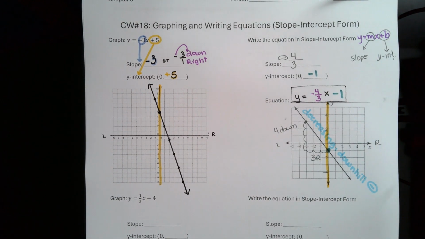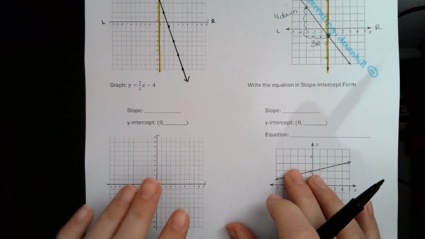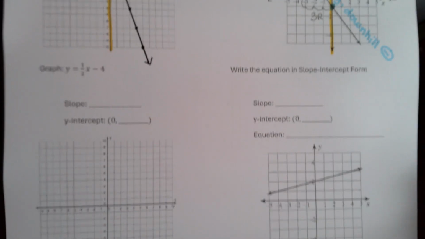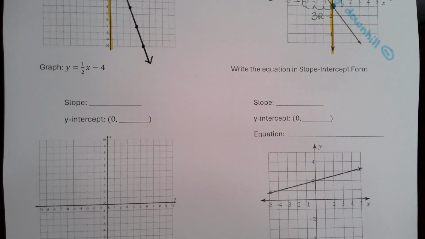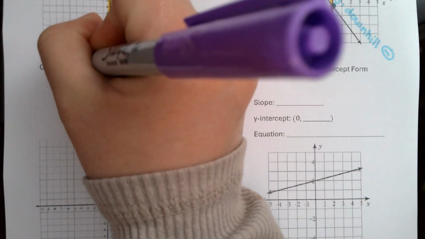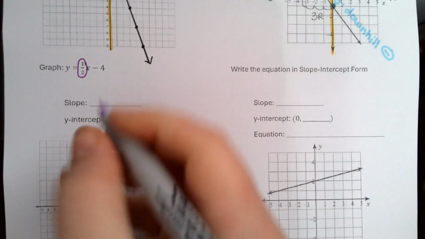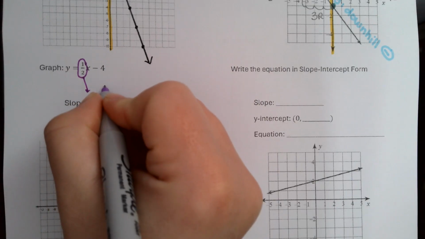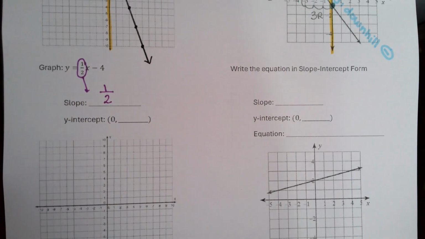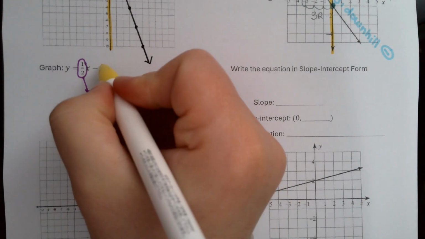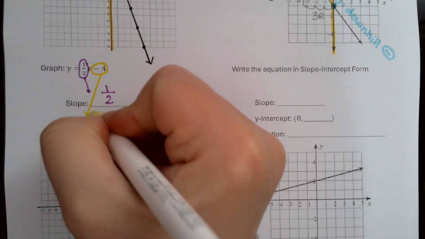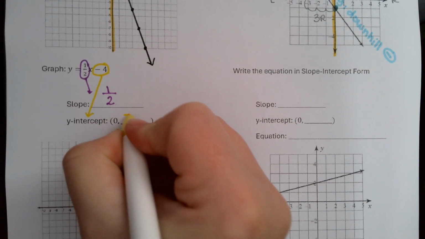All right, let's go again. On the left, it's asking us to graph. On the right, it's asking us to write. Let's go and identify our slope. Slope is going to be the number in front. So we have slope as 1/2. And the y-intercept is the number behind x. And that's going to be at -4.